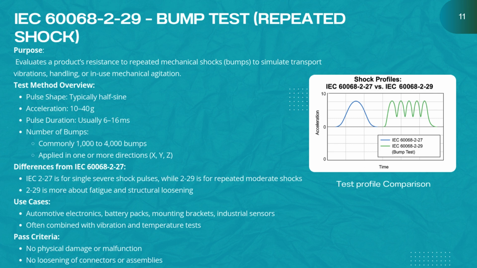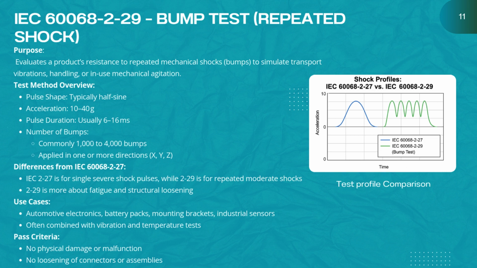Compared to IEC 60068-2-27, which tests single severe shocks, this standard, 229, focuses on moderate repeated shocks, making it ideal for detecting fatigue or loose parts in mechanical assemblies. It's widely used for automotive electronics, battery packs, brackets, sensors, and often paired with vibration and temperature tests. To pass the test, the product must have no physical damage or malfunction and no loosening of connectors or components.